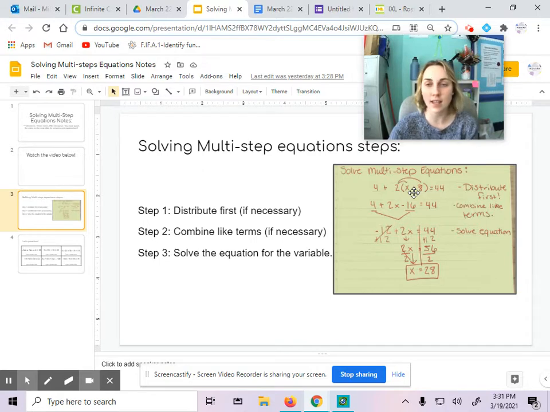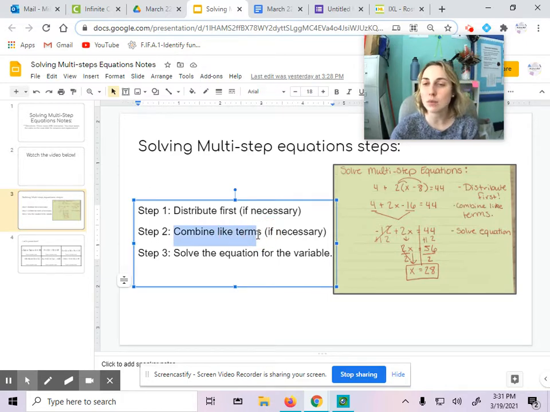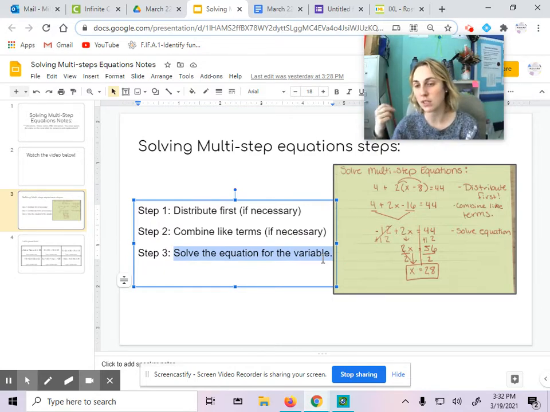Now, if you don't see that there, then you're just going to go ahead and skip to the second part, where your step 2 is to combine like terms, again, only if necessary. Okay? So that means if you have two terms with the same variable and the same exponent, they're like terms and you should be able to combine them. And then after you combine those like terms, you can solve your one or two step equations by isolating the variable.